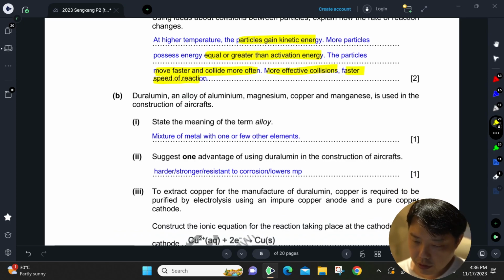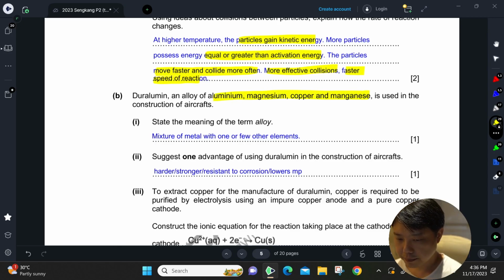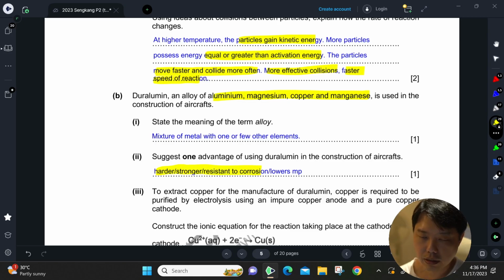What is one advantage of using duralumin? If you look at all these components, you realize that for aircraft, you want it to be harder, resistant to corrosion, and possibly lighter. So you can put all this down: harder, stronger, resistant to corrosion.